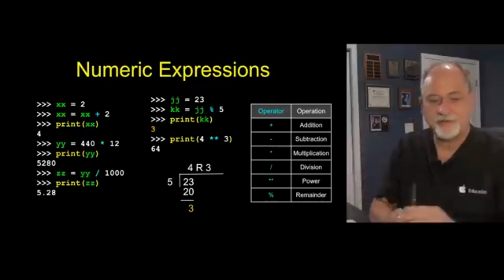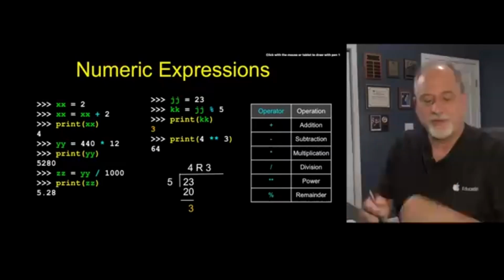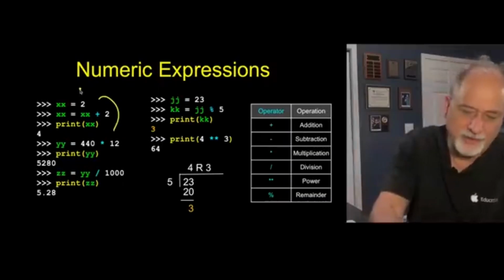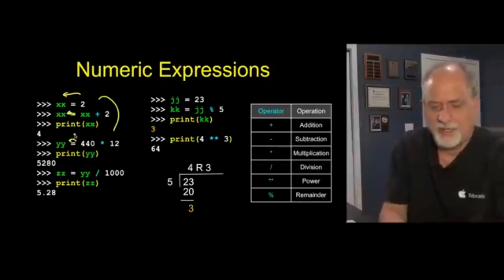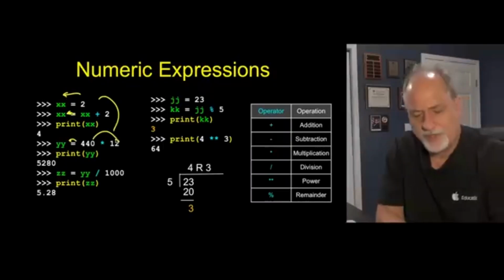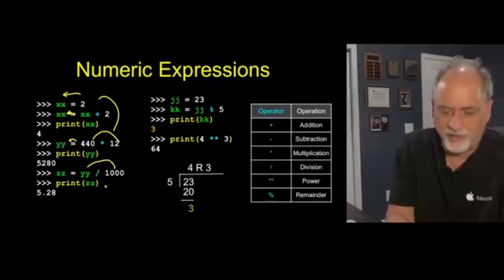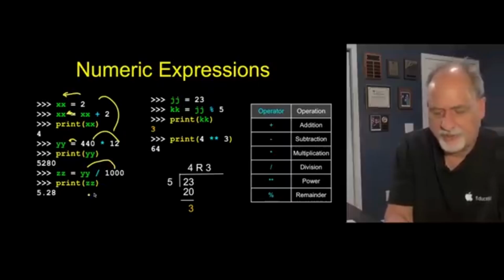So here's a whole series of little examples of this. Right? So we've already seen the plus, x equals x plus 1. Keep remembering that these assignments are arrows, basically. Arrow, arrow, they have a direction. Multiplication, 440 times 12. Dividing this by, that's division, over 1,000, 5.28. Here we're going to put 23 into JJ, and then we're going to do modulo. So that says, take 23, divide it by 5, and give me back the remainder and put it in KK.